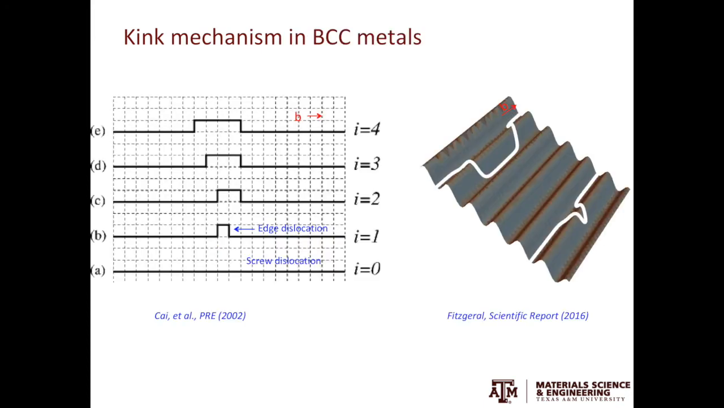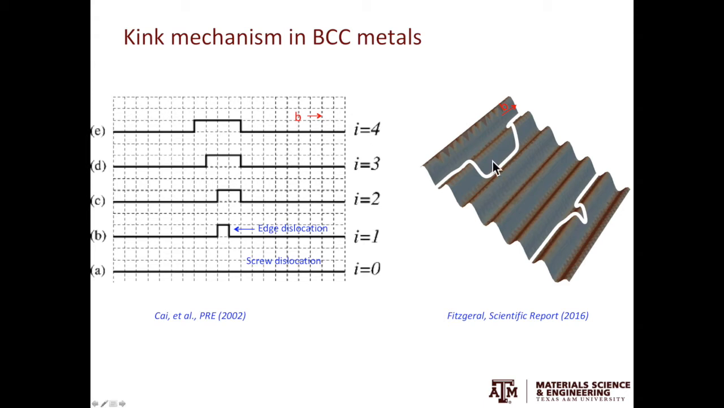You should already be familiar with the kink mechanism in BCC metals. In BCC metals, the screw dislocations are less mobile, and the edge components are more mobile. Assume we have a straight screw dislocation in a BCC metal. To move the entire screw dislocation is very difficult. The easier way is to nucleate kink pairs on the screw, and the kink pairs will glide away from each other. Using this process, you effectively advance the screw dislocation by one atomic layer.